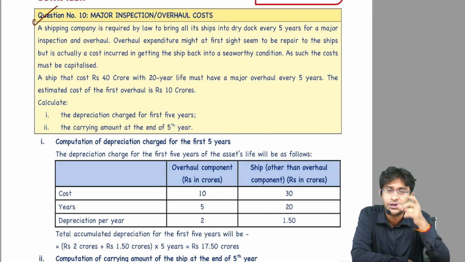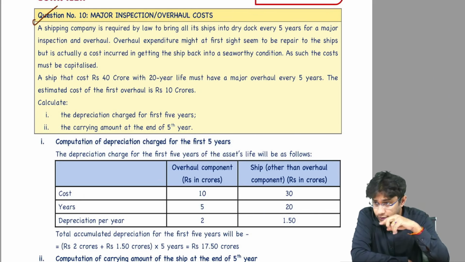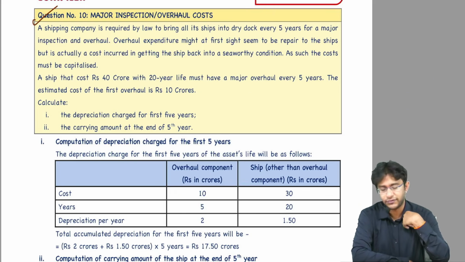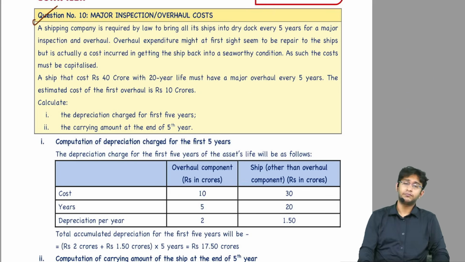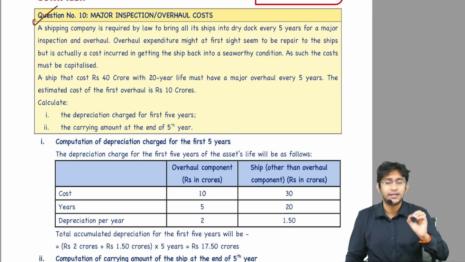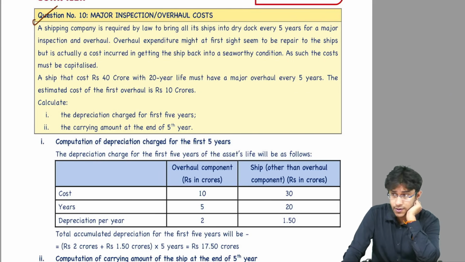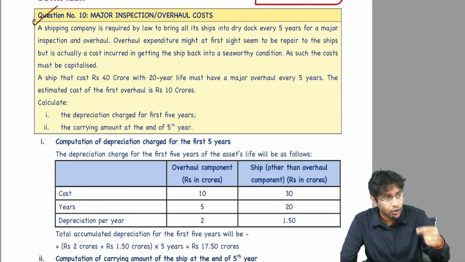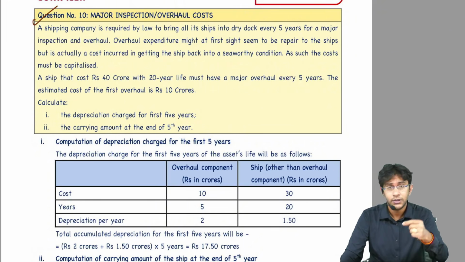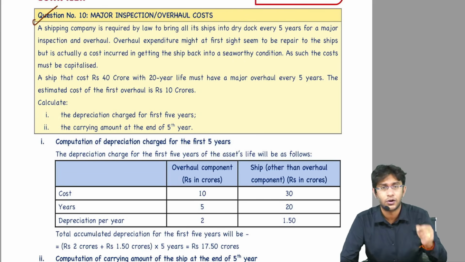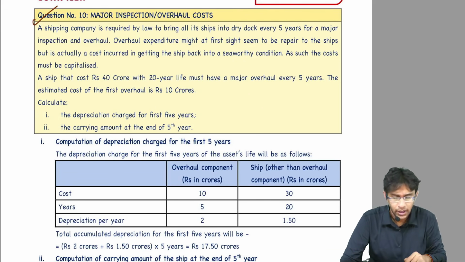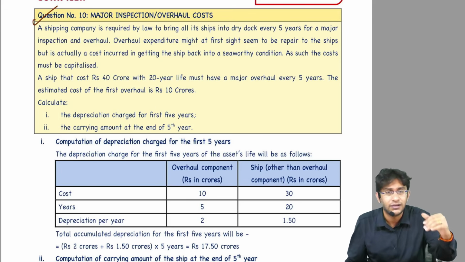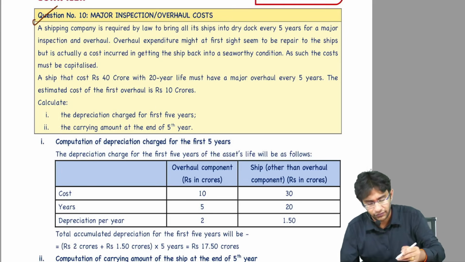The life of the ship is 20 years, but overhaul needs to be done every 5 years once. The estimated cost of the first overhaul is 10 crores. What is this estimated cost of first overhaul? 10 crores. On the very first day after buying the asset, you will not immediately go and do an overhaul. No. So overhaul is already done by the manufacturer or the vendor from whom you purchase the ship. So in that 40 crores, overhaul cost component is 10 crores. So that's what you have to understand.